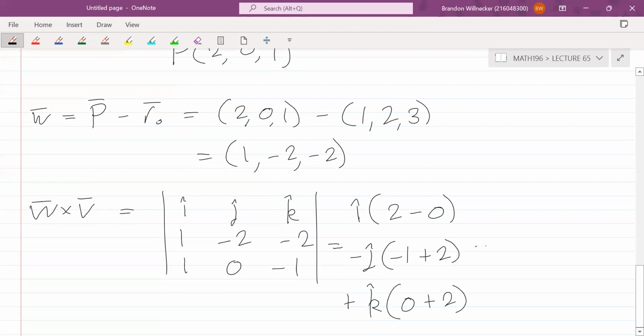Okay, so we can neaten that up. The first component is 2. The second component, we've got minus 1 plus 2. That's going to be 1, but then we've got the minus in front there, so that's -1. And then 0 plus 2, that's just 2. So that gives us our cross product, the hypotenuse vector W cross the vector V.